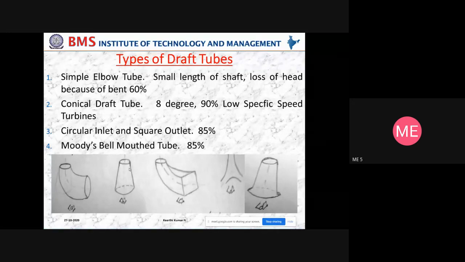If the specific speed is high, I cannot use this. And if the height between the tail race and the turbine is higher, I cannot use this. Then I'll go for the other types of draft tubes. So there are limitations to using each and every draft tube; they will be used as per the availability of size and the availability of space in the plant.